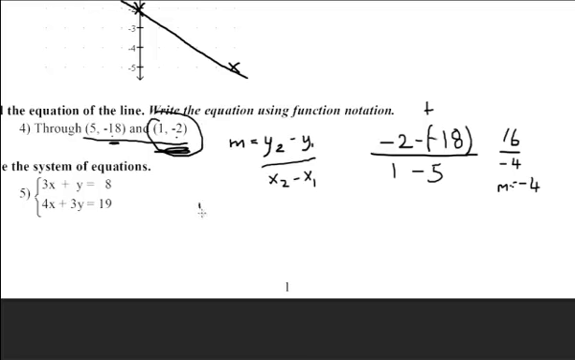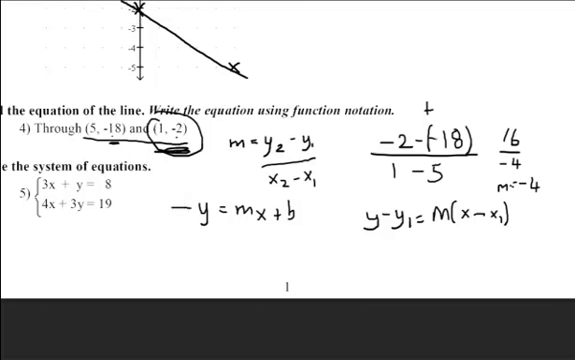Now, if you just want to write it into y equals mx plus b, okay, but you can use the point slope. You can use either one of these. Remember this one? The point slope equation. So either way, you can throw the numbers into here. Okay, so I'll use this one here.